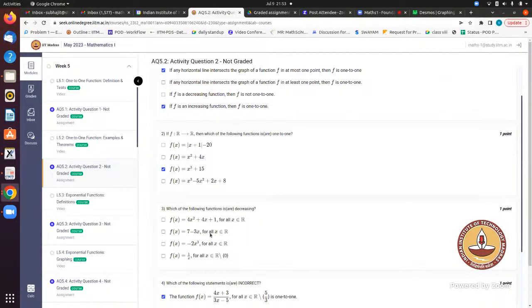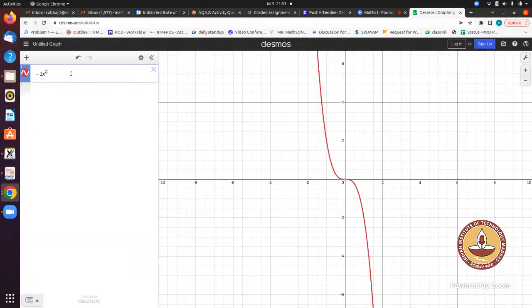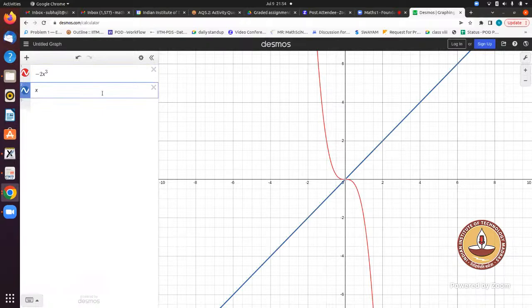No, option B is clear. Is option B clear to you? Yeah, sir. Option B is clear. But option C, how? Okay, let's see option C. Minus 2x cube, right? This is how the function looks, correct? Now, if we increase x, is the value of the function increasing or decreasing? That is the question, correct? If I increase x, it should be decreasing. So it is a decreasing function.